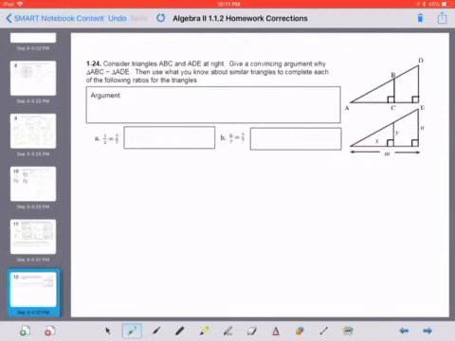Okay. So problem number 24 considers triangles ABC and ADE at right, giving a convincing argument why they're similar to each other. So we can say that the argument is angle-angle similarity. So then we can say in A, y over x is n over m. And then in B, n over y is m over x.